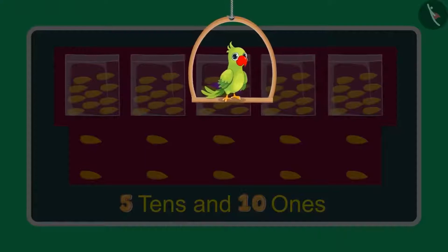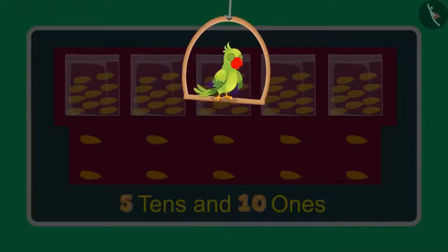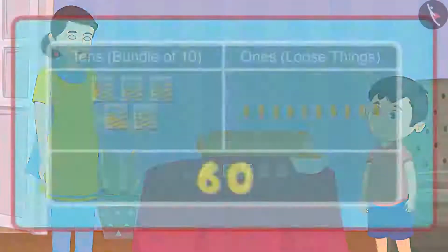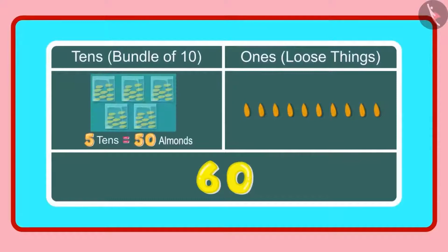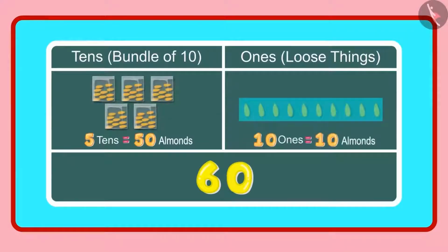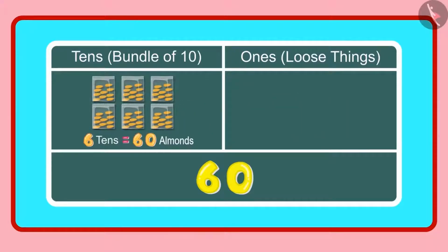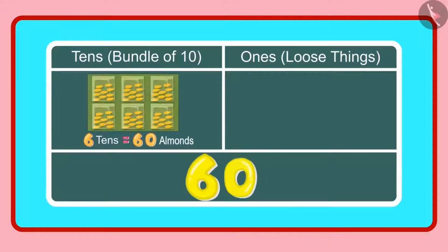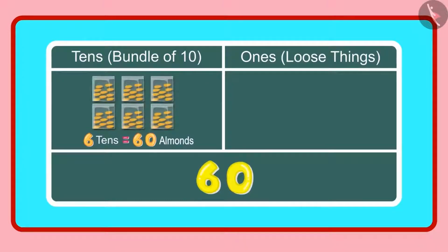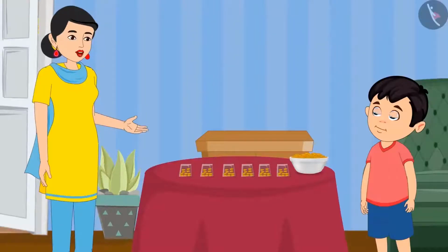So children, what do you think? Has Chotu answered correctly? Let us see. Yes, Chotu, you are right. 5 tens means 50 almonds and 10 ones means 10 almonds. And these 10 almonds will make 1 more tens. So in all we have 6 tens, meaning 60 almonds. 60 almonds means 6 groups of 10 almonds each, which becomes 6 tens. Is this right, Mummy? Yes, Chotu, you are right.